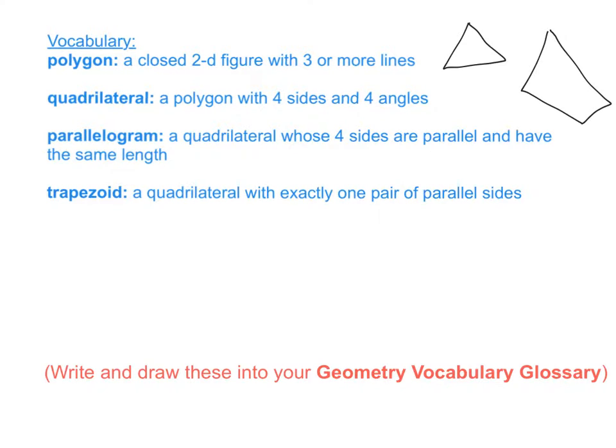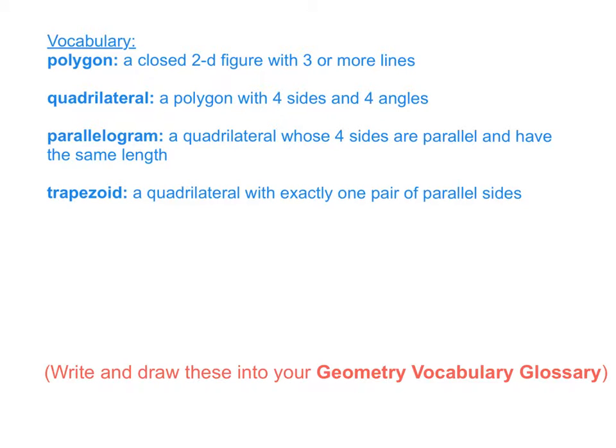1, 2, 3, 4. Is that a closed figure? Does it have 3 or more lines? That's a polygon. 1, 2. Is that a closed figure? No. Does it have 3 or more lines? This is a non-example. Does that make sense? Okay, that's a non-example. So go ahead and write down the definition for polygon and write an example, or draw an example and a non-example.